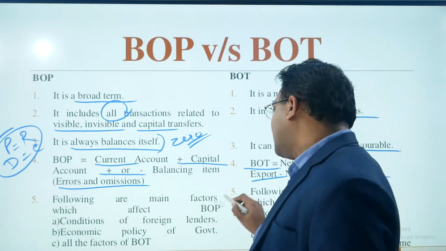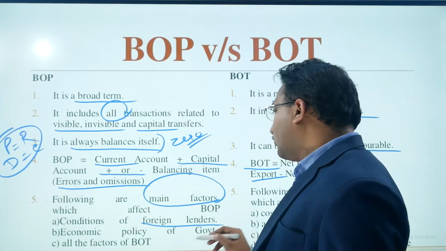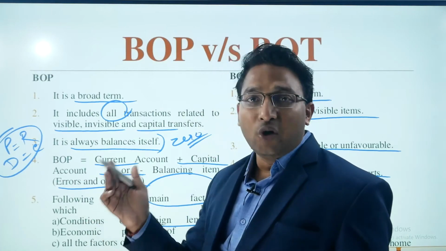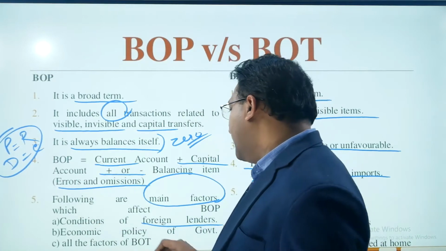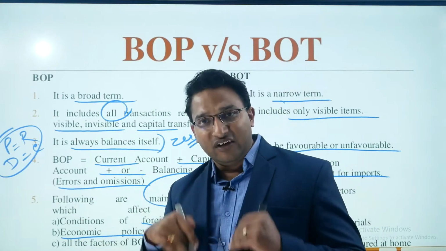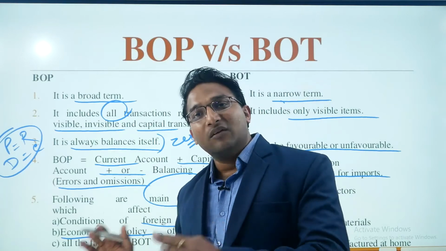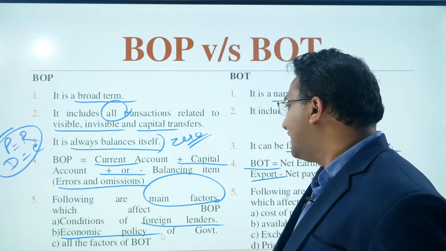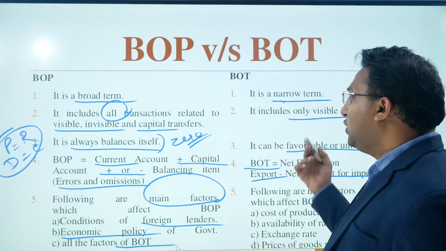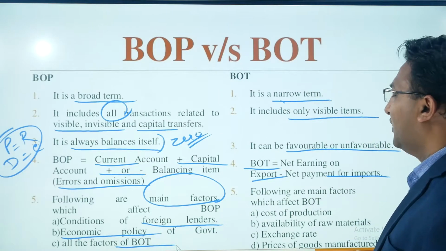Now, what are the main factors behind the BOP? First of all, conditions of foreign lenders. If foreign lenders are good, then they can supply a lot of capital into the country. Second, economic policy of the government. If the economic policy is to attract FDI, to promote export, to reduce import, then that will be reflected in the balance of payment. Third, all the factors of BOT. Since BOT is part of the BOP, therefore all the factors of BOT always become part of the BOP.